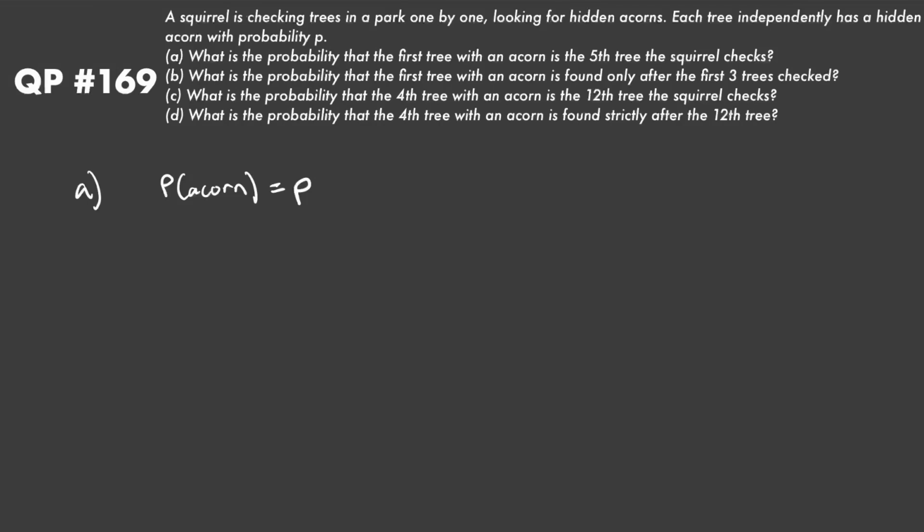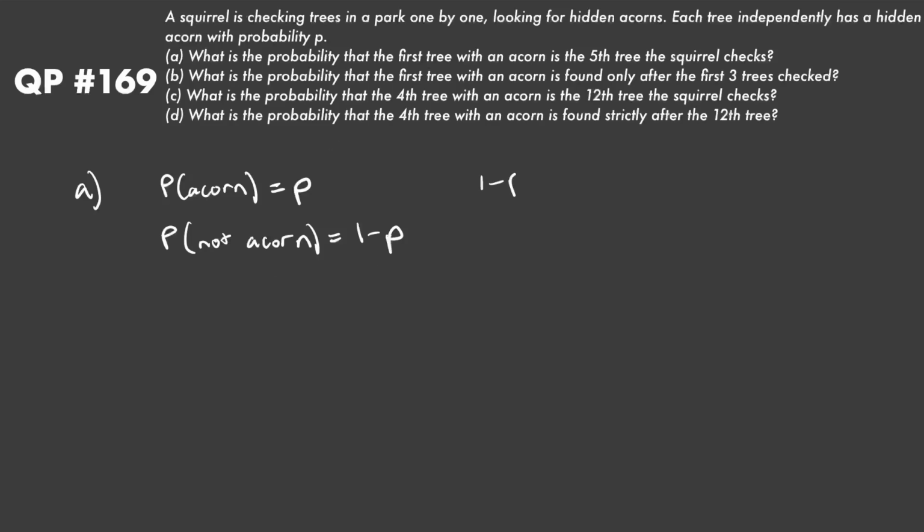So we have Bernoulli trials here, right? The probability of not getting an acorn in a given tree the squirrel checks is going to be 1 minus P necessarily, right? So if we want the first tree with an acorn to be the fifth tree the squirrel checks, that's going to mean the first 4 trees are not going to have an acorn and then the fifth one will, right? So what's the probability of that?